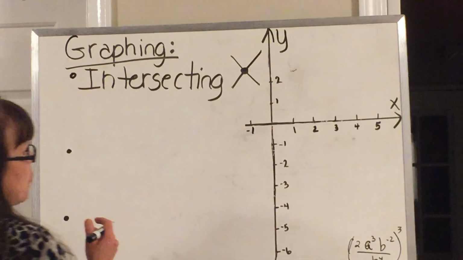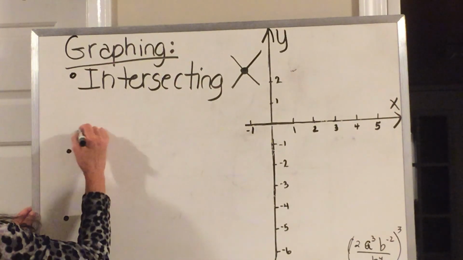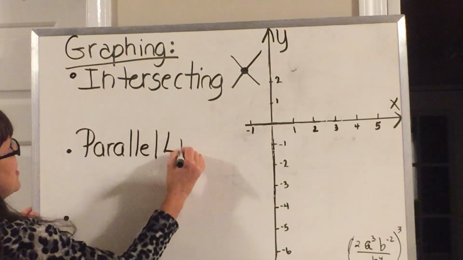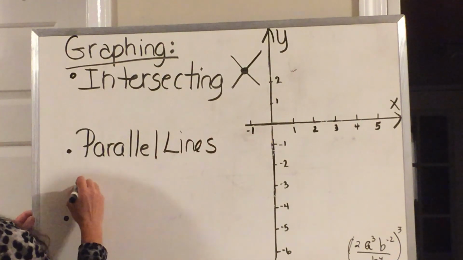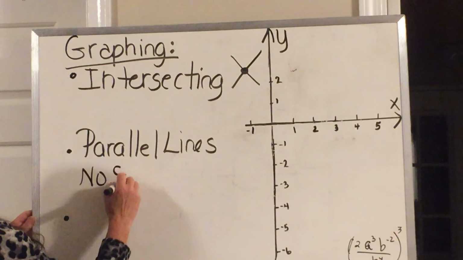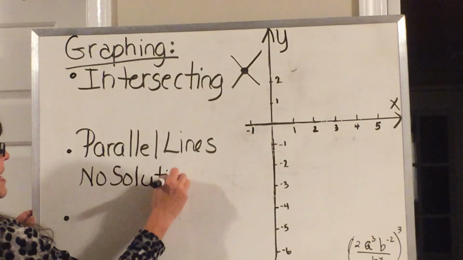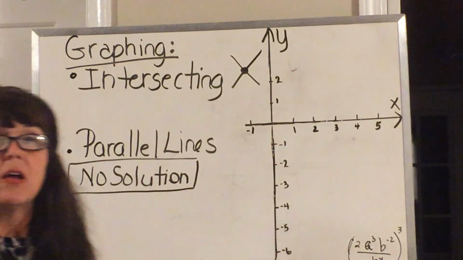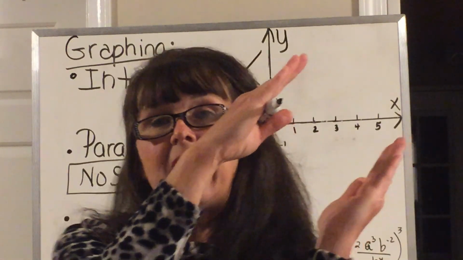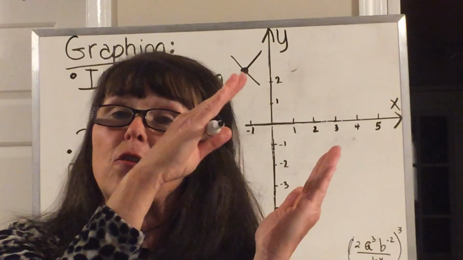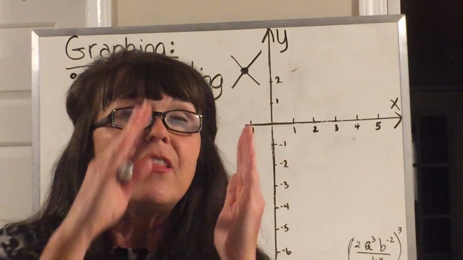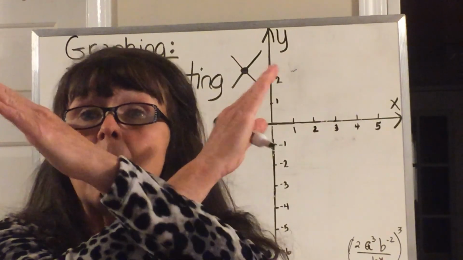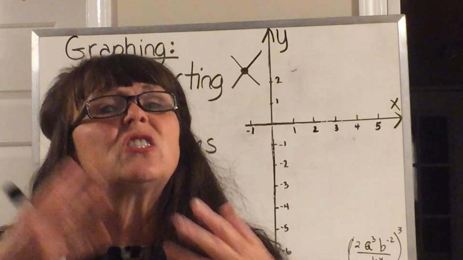Right here, you are going to have parallel lines. And for parallel lines, the answer is no solution. That is the answer. Now, how do I get no solution? Because parallel lines never cross, and since they never cross, there is no answer, because the answer is where something crosses. You'll see as we go along.